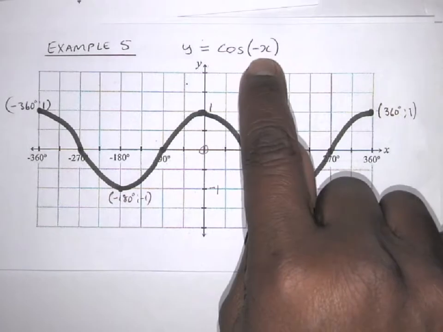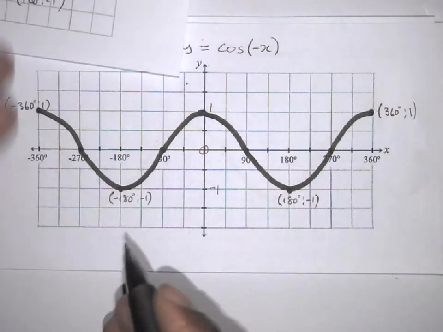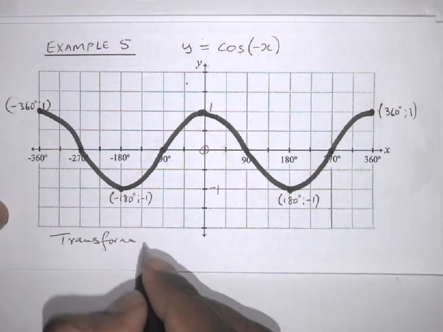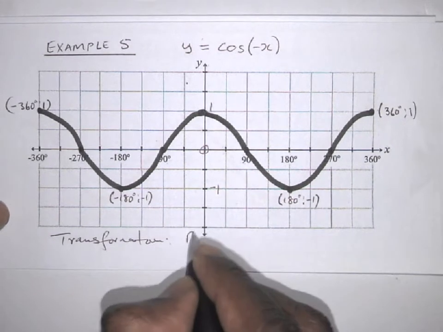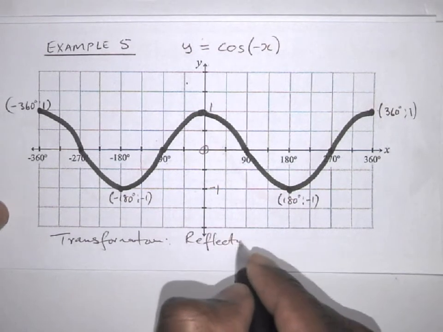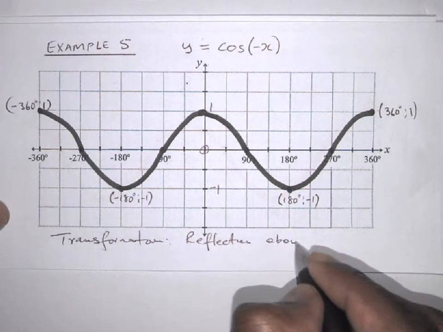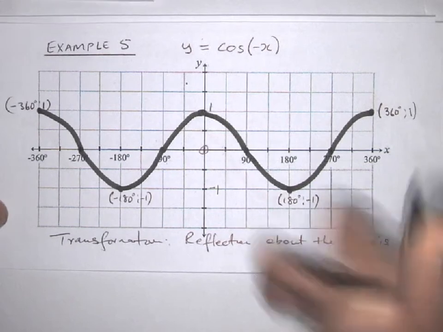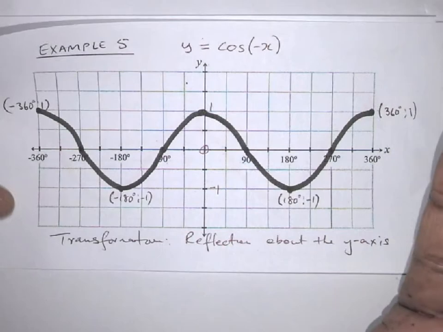So when I do this kind of transformation, we can say it is just a reflection about the y-axis, because I'm using the y-axis, but there's nothing changing here.